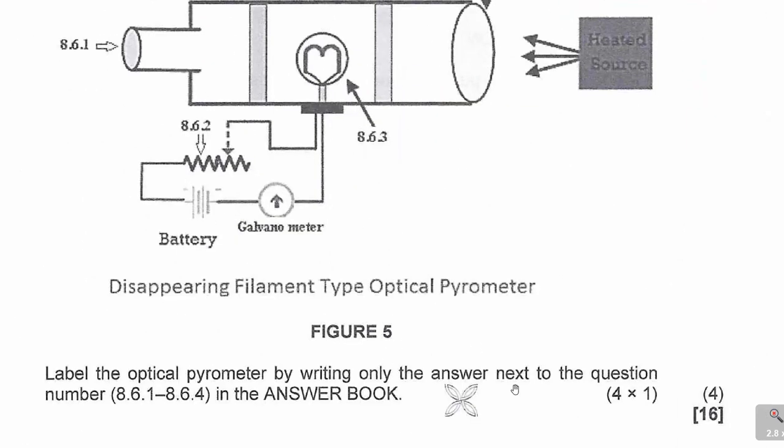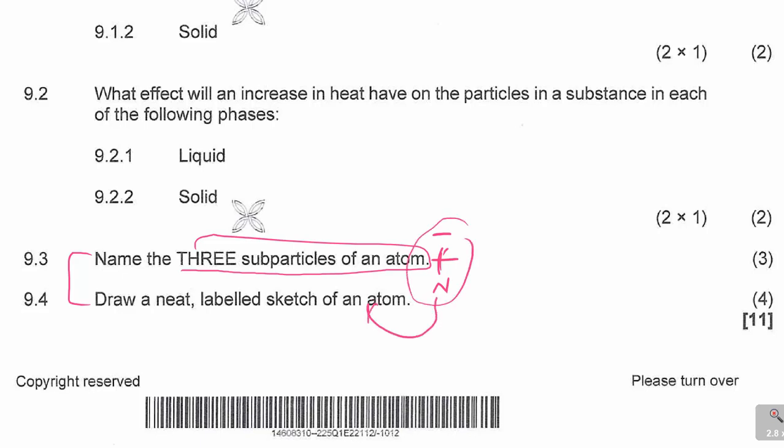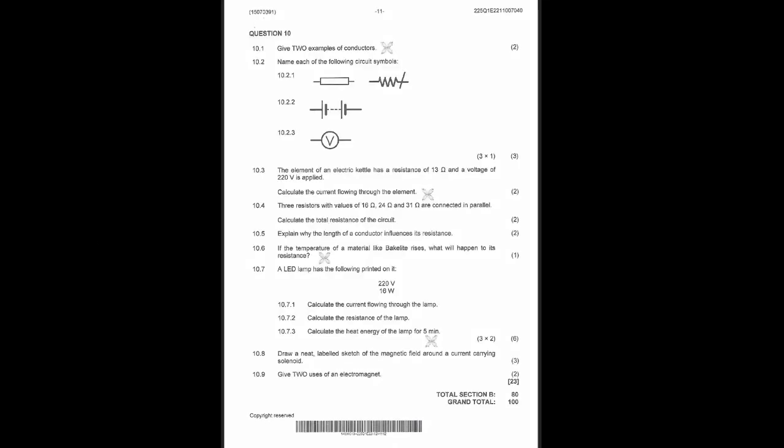Then this one, you're labeling, but here you're also sketching an atom. But you need to remember, actually this question is linked. It says name the 3 subparticles of an atom: the protons, which are positive, the neutrons, which are neutral, and the electrons, which are negative. Now when you're drawing here, you need to indicate all these 3, and it's good marks, 7 marks. It was a good way to score marks.